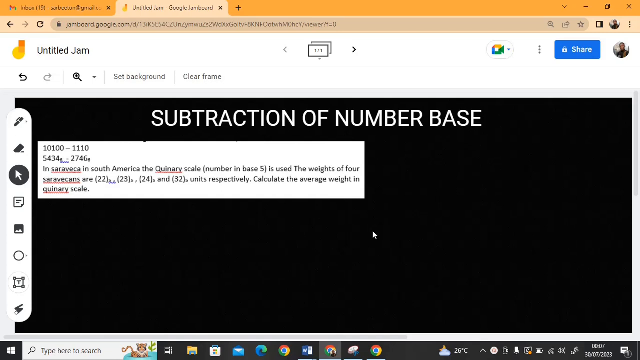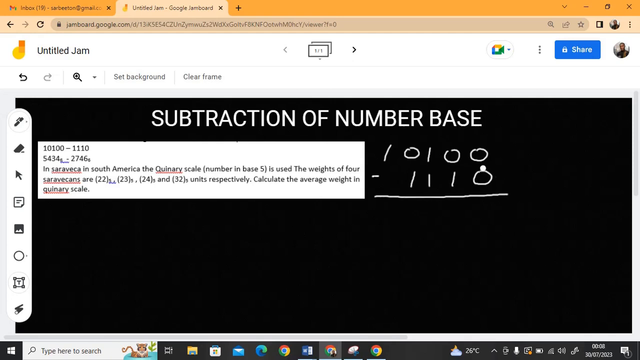Now let's look at this first question. You're given something like this. You have to subtract 10100 minus 111, both in base 2. So 0 minus 0 is 0. Now you cannot subtract 1 from 0 here. Because this is in base 2, you have to borrow.